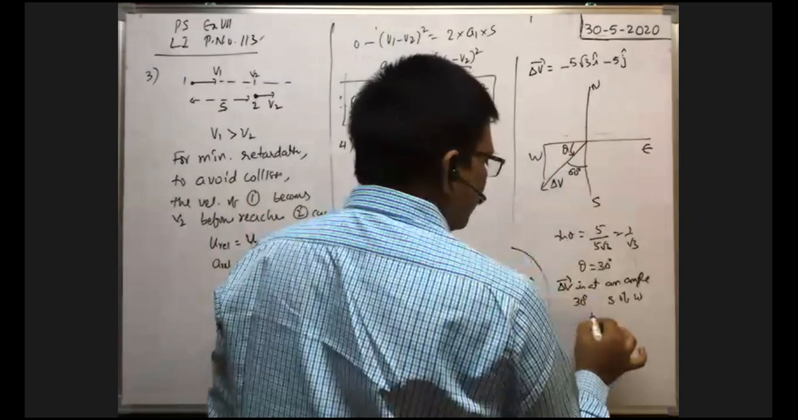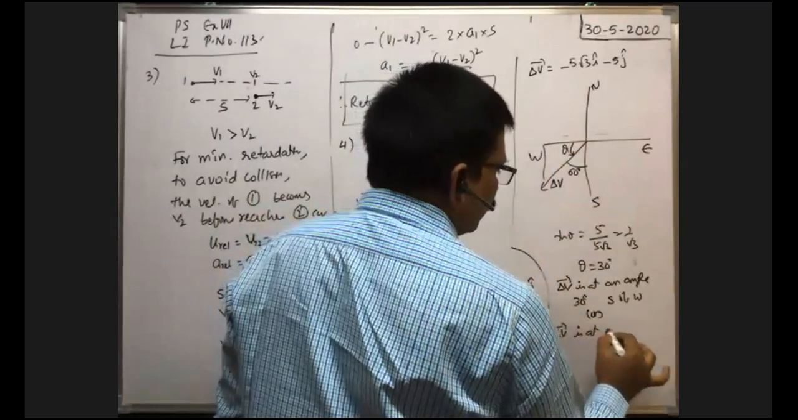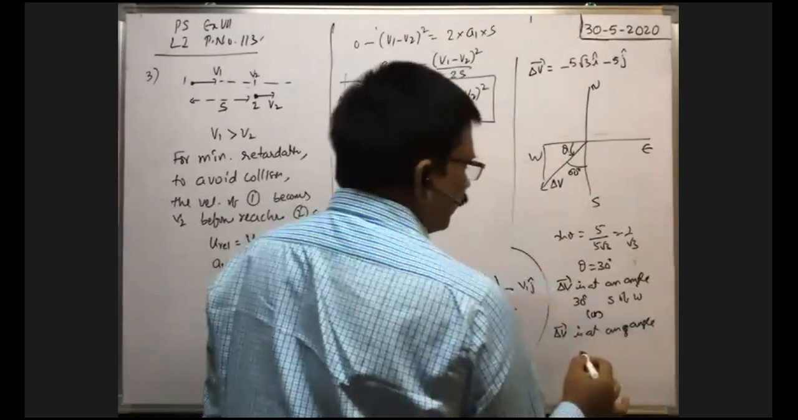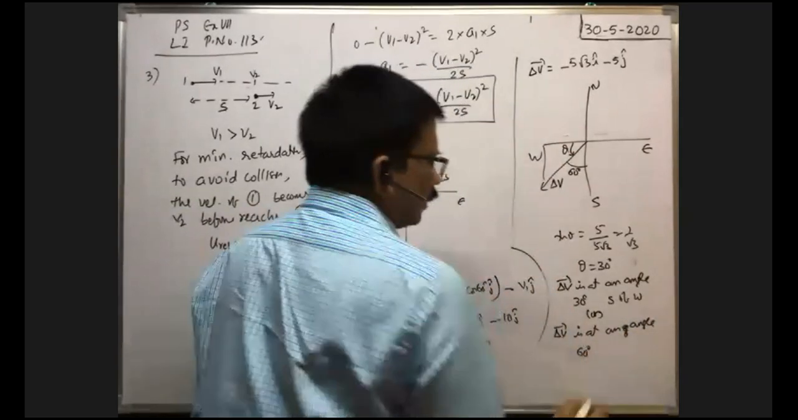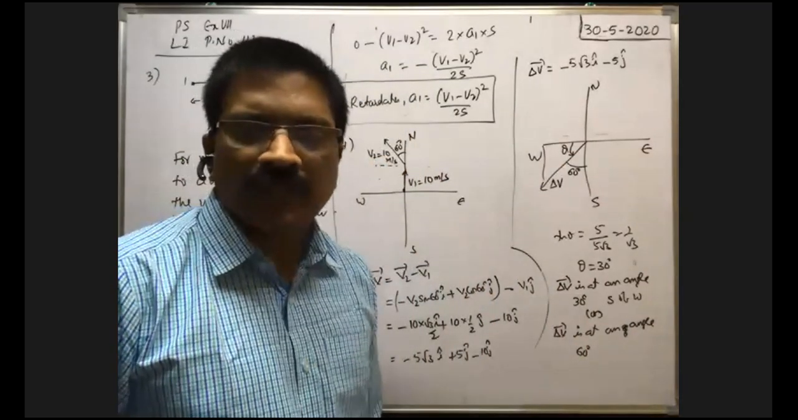Now, if it is 30, this becomes 60, no? In other words, delta V bar is at an angle of 60 degrees. How can we write this? Tell me, at an angle of 60 degrees, how can we write it?